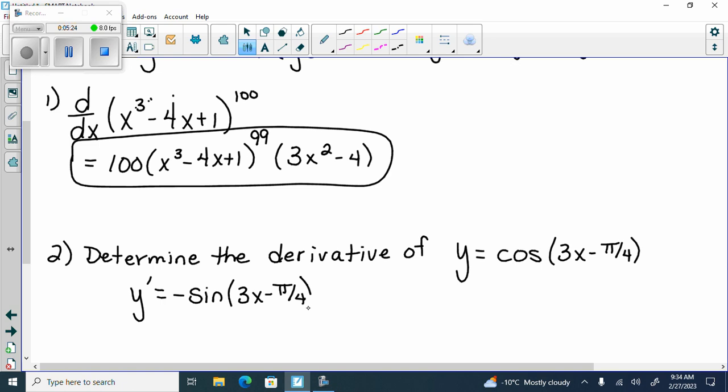Now, a ton of people don't treat this like a chain rule. They'll go negative sine and then do the derivative of the inside right away. You can't. It's a chain rule, right? You do the derivative of the outside, you say, I'm not done, and you follow behind with the chain of the inside.